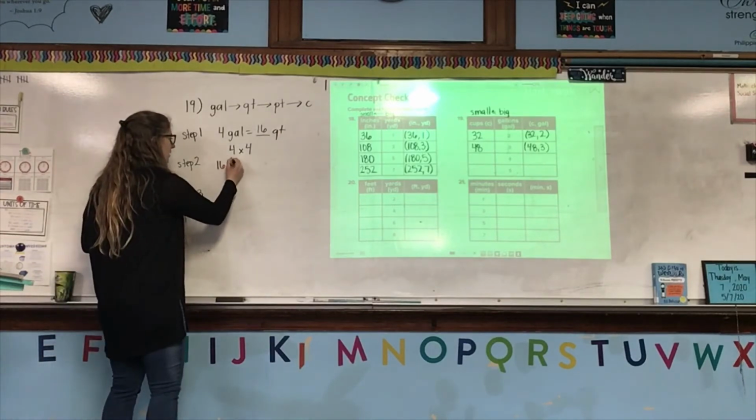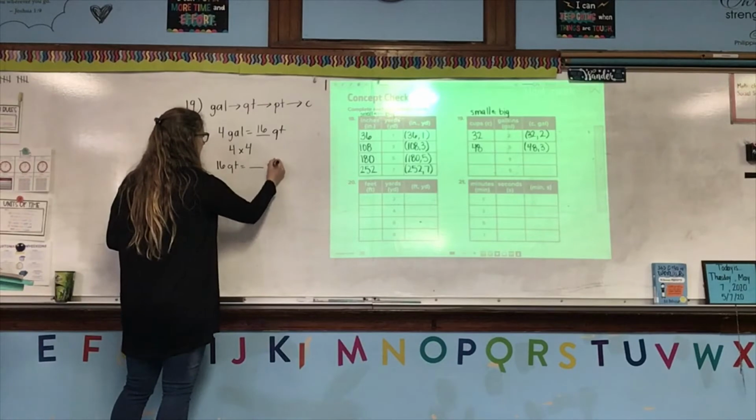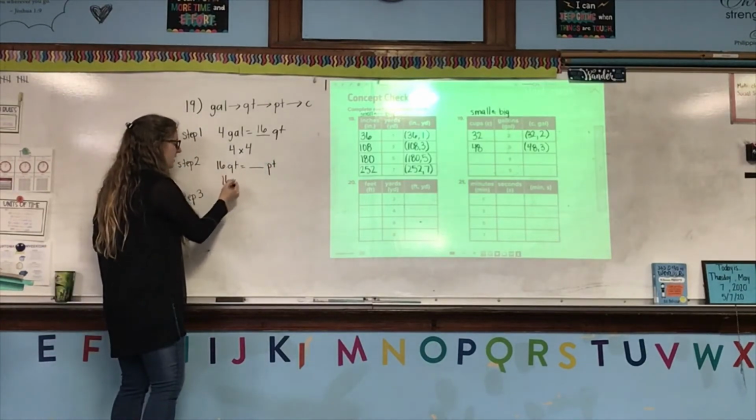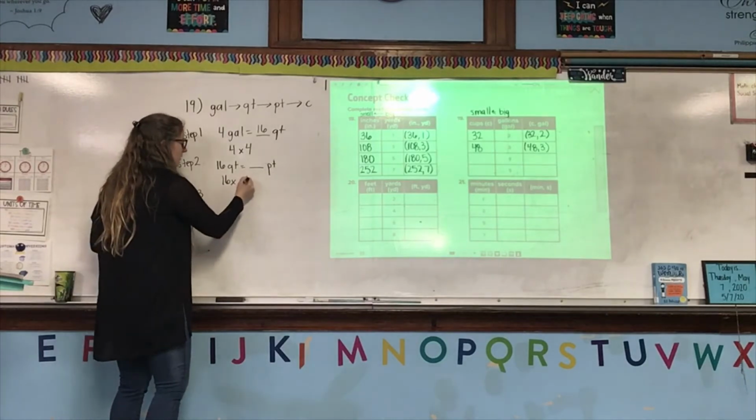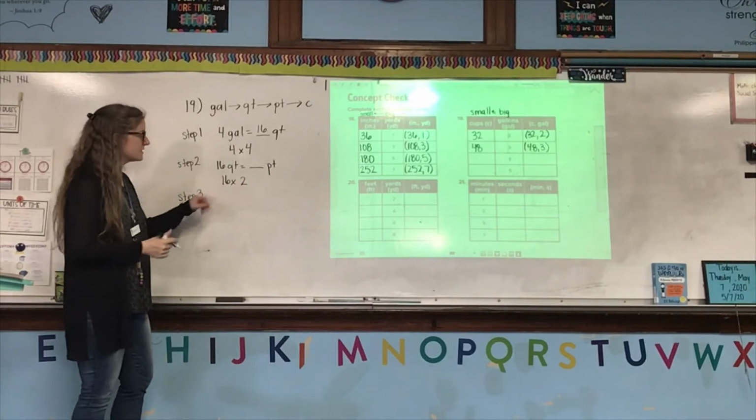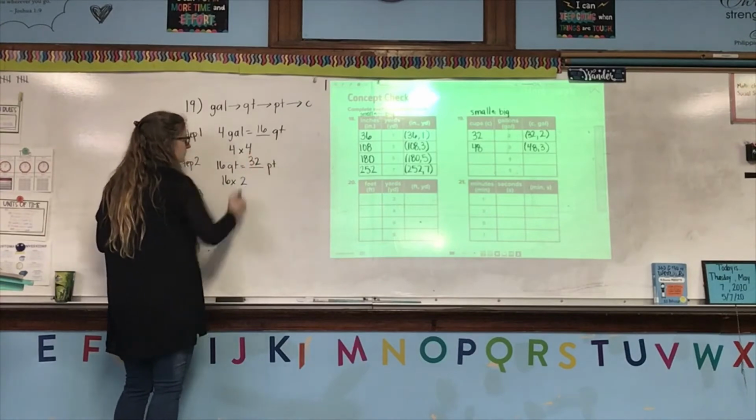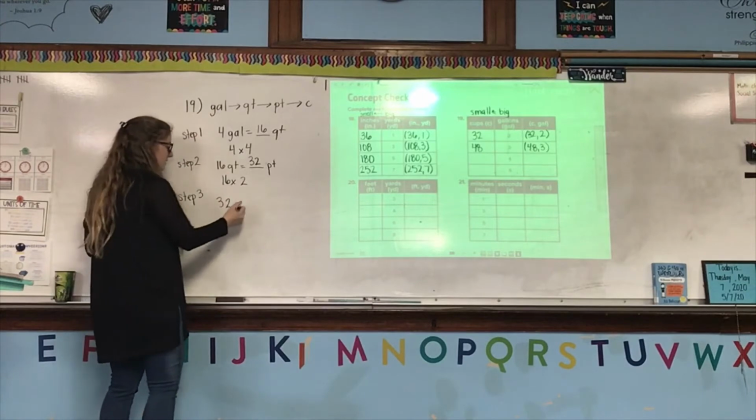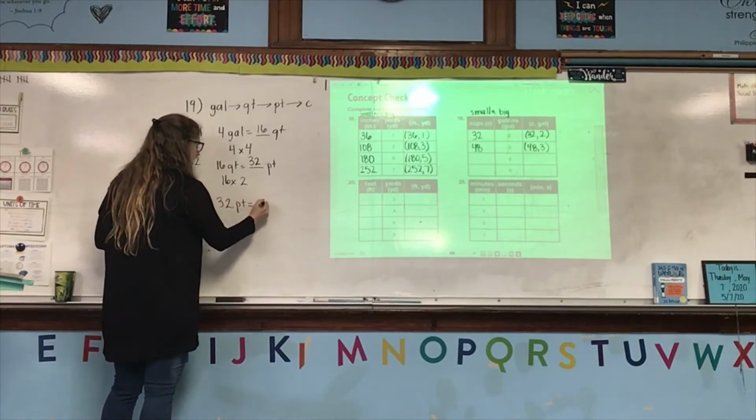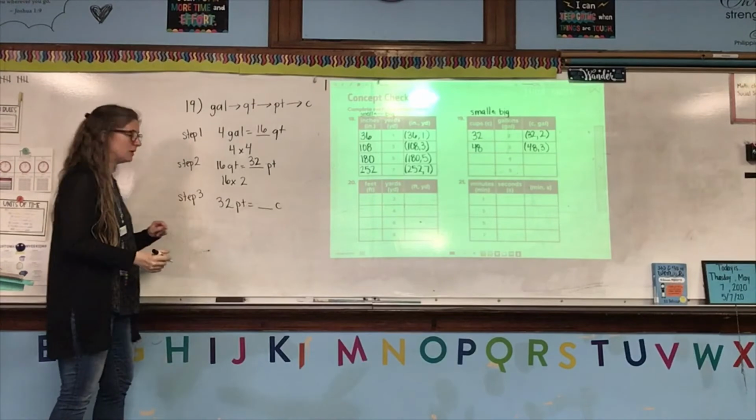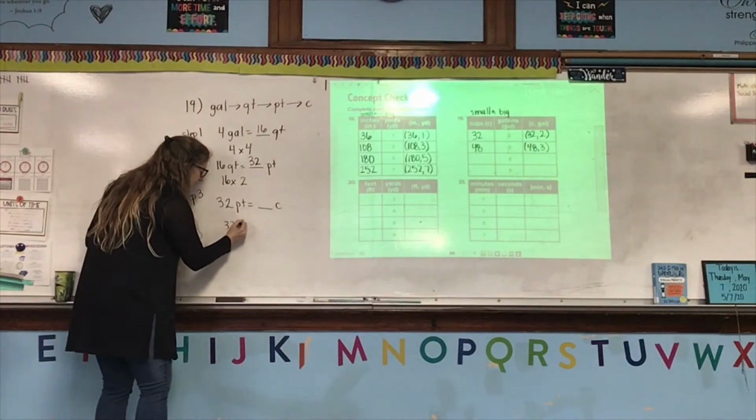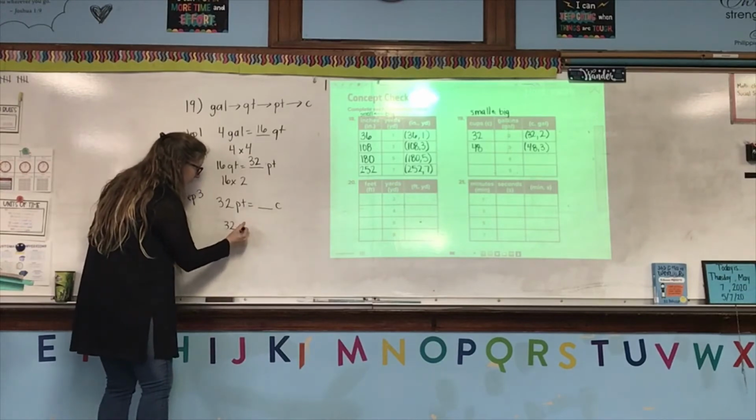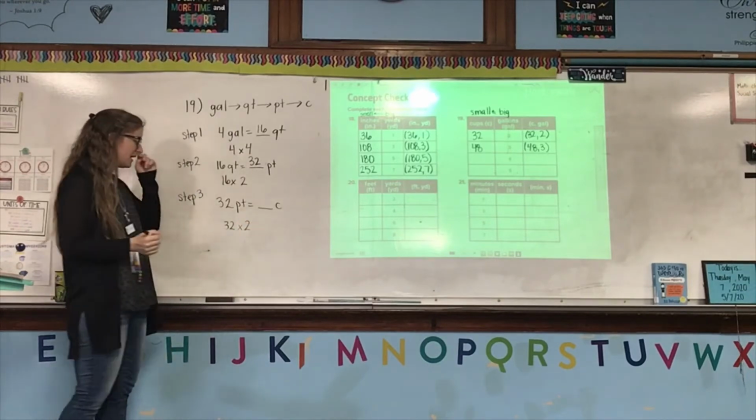Step 2, find out how many pints are in 16 quarts. So I'm taking my 16 quarts, multiplying it by the number of pints in a quart, which is 2. We already figured out that 16 times 2 was 32. Step 3, which is the last step in this case, how many cups are in 32 pints? Well, I know I'm taking my 32 pints by the number of cups in a pint, which is 2.